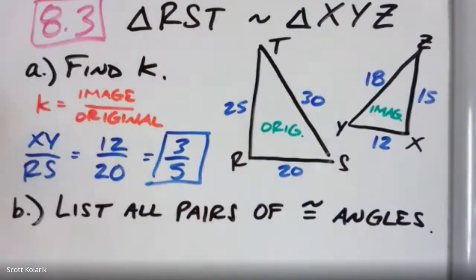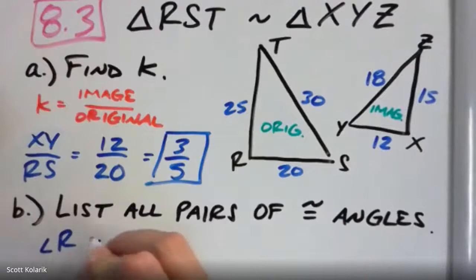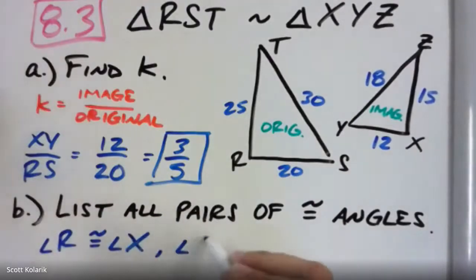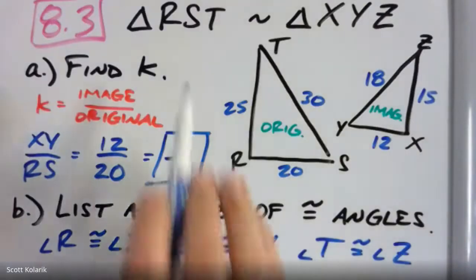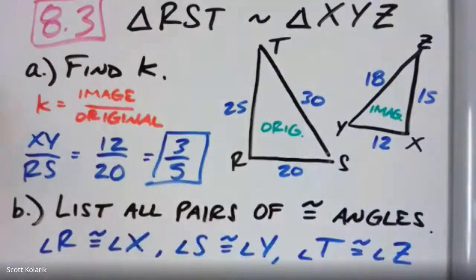Okay, so angle R is going to correspond and be congruent to angle X. Angle S is going to correspond and be congruent with angle Y. And lastly, angle T is going to correspond and be congruent to angle Z. Just working my way down the line.